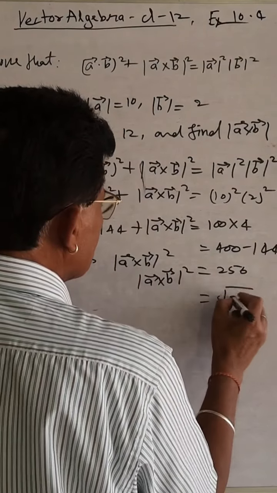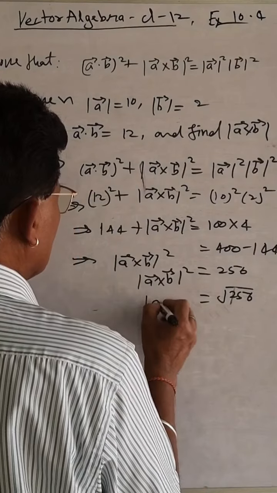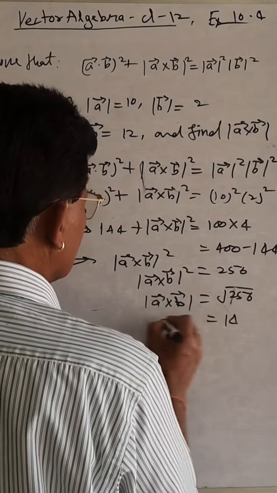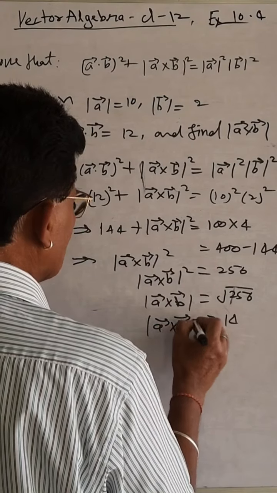You take its square root of 256. Magnitude of A cross B will be 16. My dear student, that will be the positive value because magnitude is always a positive value.